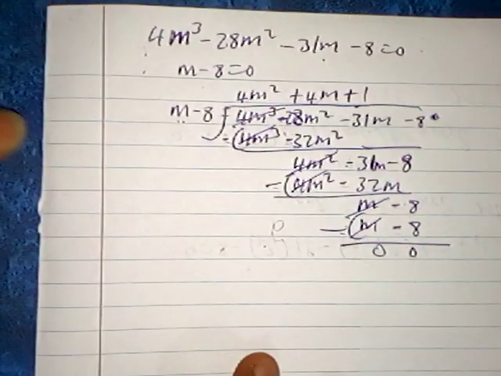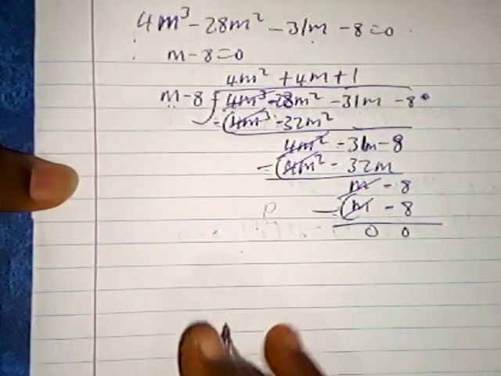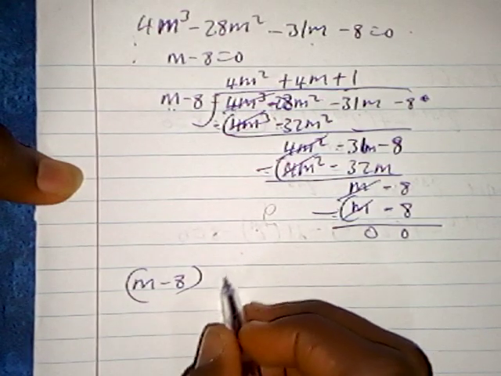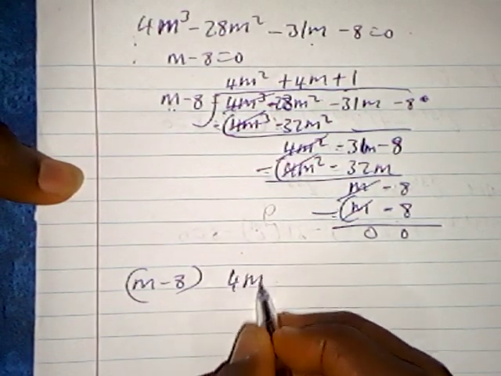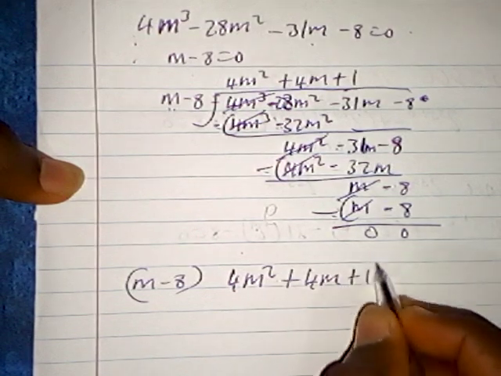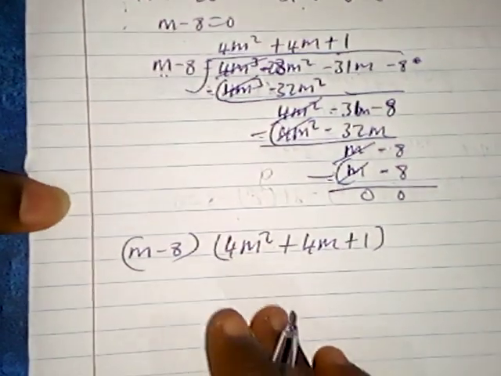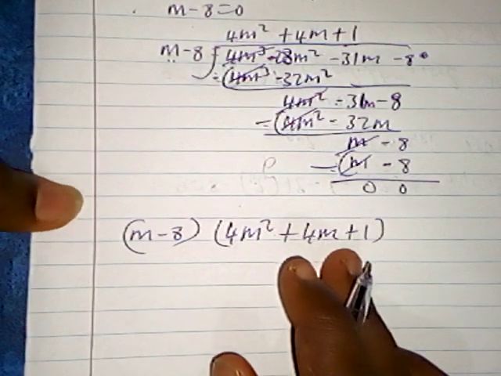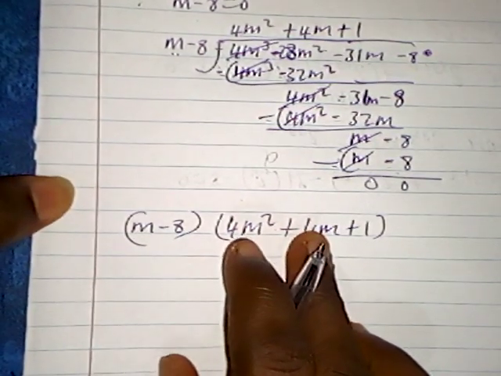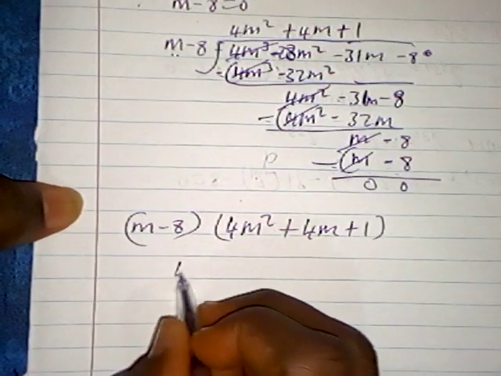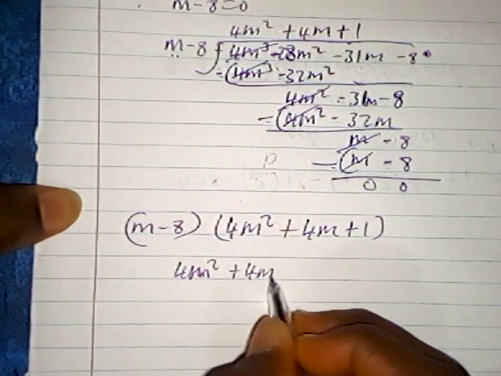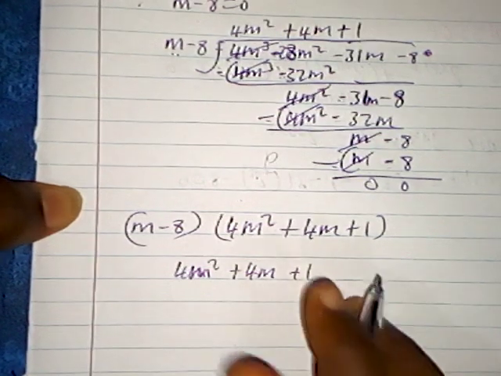So now we have the factors of the cubic equation, which are what? M minus 8 and 4m square plus 4m plus 1. These are the two factors. But this one is a quadratic equation. So now let's factorize it. Let us simplify this quadratic equation. Now we take the quadratic equation, 4m square, right? Plus 4m plus 1, right?